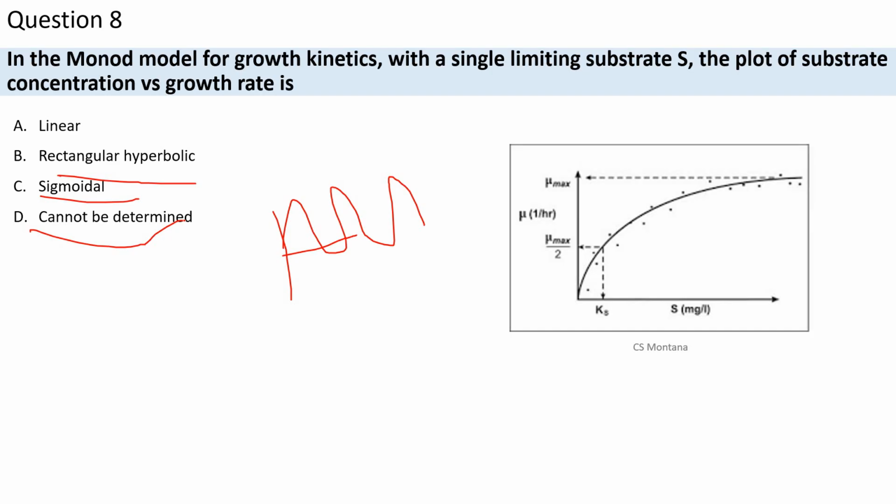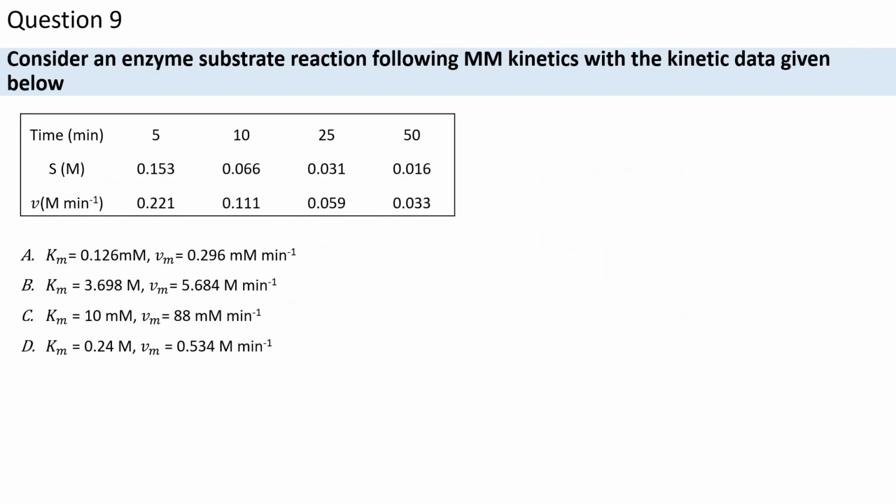So what we can do is look at the equations of rectangular hyperbola and others so that we can figure it out. First, mu is equal to mu max divided by Ks plus S. For a rectangular hyperbola, the equation is ax divided by b plus x. So here a corresponds to mu max, x corresponds to S, and Ks corresponds to b. Which means your Monod growth kinetics graph designates a rectangular hyperbola.